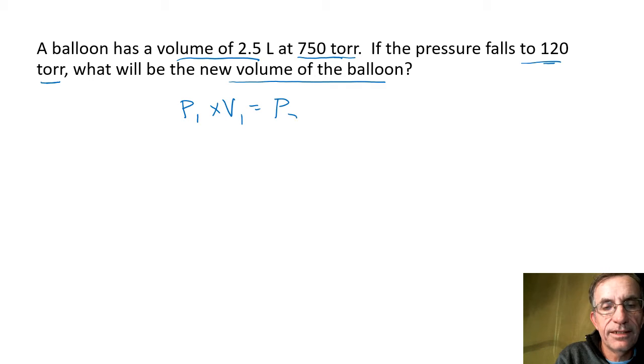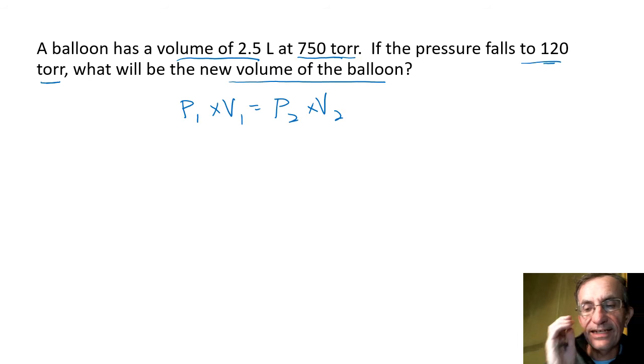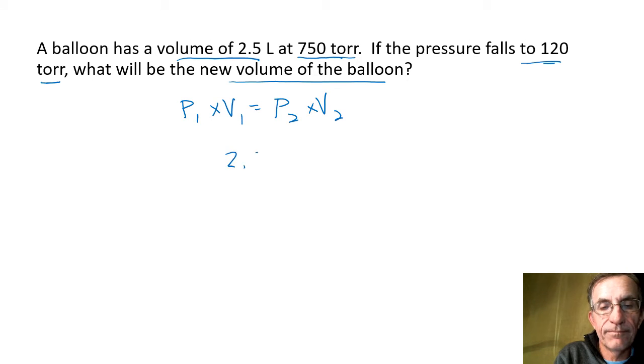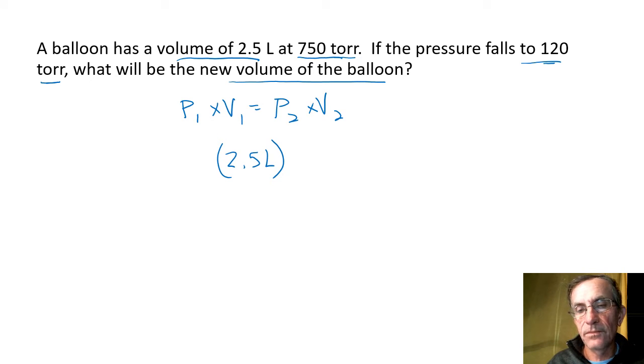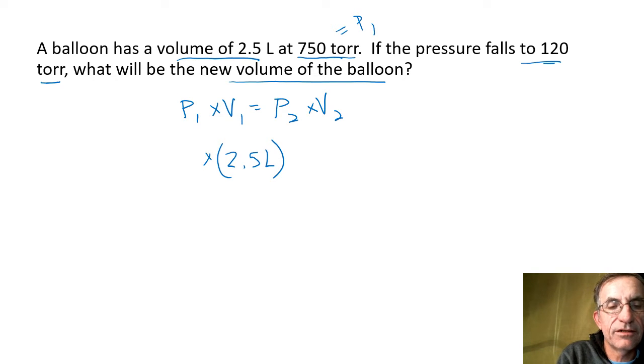Now, we're going to have to do a little algebra, but before we even get to that, we have to figure out where all these numbers go. So first off, let's go back and read the question. A balloon has a volume of 2.5 liters. The 2.5 is going to be V1 at 750 torr. Again, it doesn't say that's a pressure, but whenever I see the unit torr, that's got to be a pressure. So that's going to be my P1. We'll put this in over here. So 750 torr. I put those liters in parentheses, no particular reason.